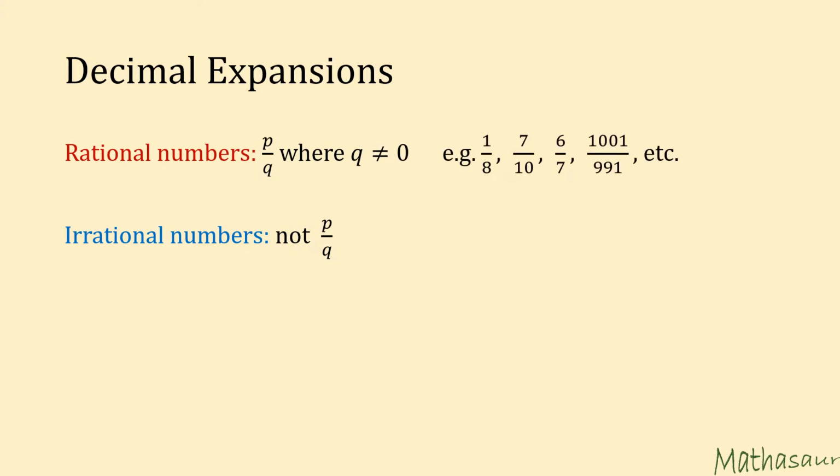So 1 upon 8, 7 upon 10, 6 upon 7, 1001 divided by 991 are all rational numbers. And pi is a classic example of an irrational number. It cannot be expressed in the form p by q. Now we do assume pi is equal to 22 by 7 for solving questions, but that is a very close approximation. Pi is not equal to 22 by 7. Pi is an irrational number, whereas 22 by 7 is a rational number. Remember that it is an approximation.